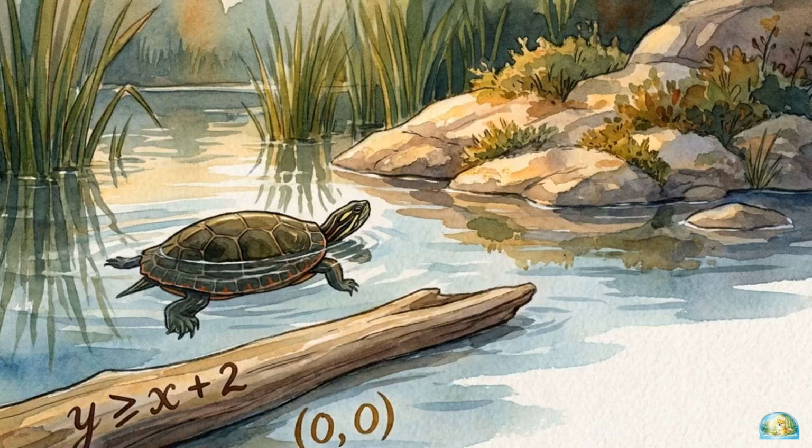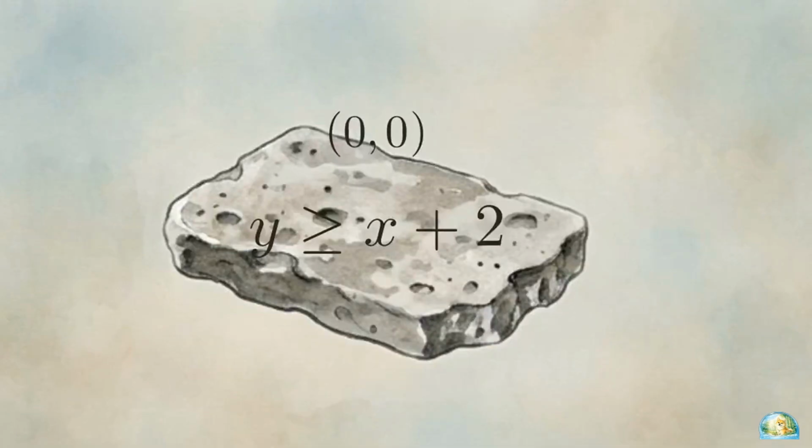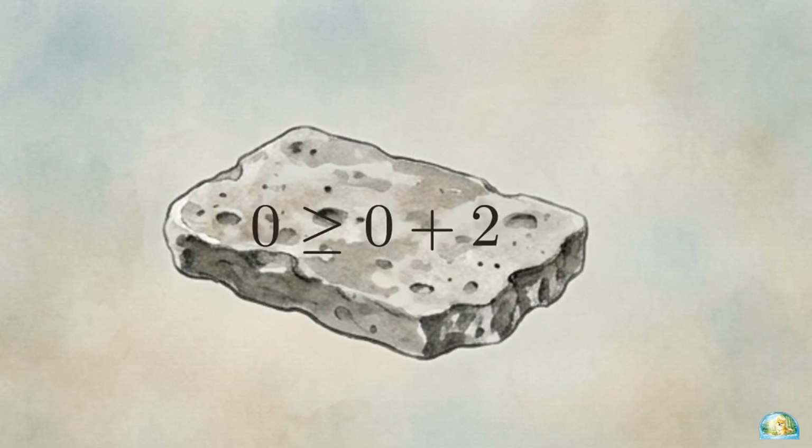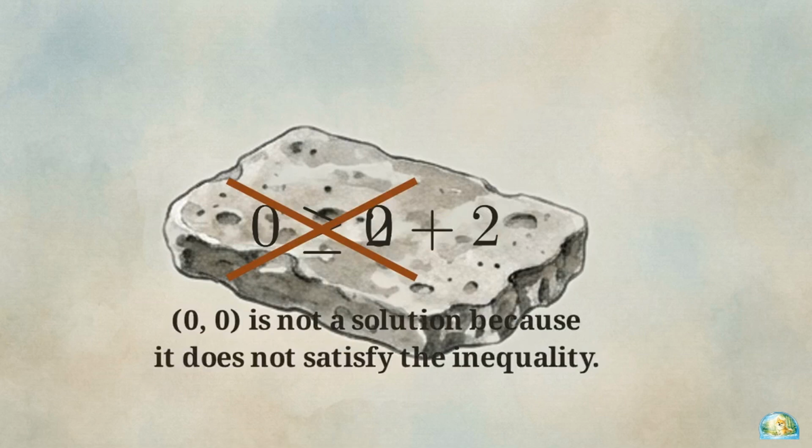Why is the point 0, 0 not in the solution set of y greater than or equal to x plus 2? Substitute the coordinates into the inequality. That gives 0 greater than or equal to 0 plus 2, or 0 greater than or equal to 2. Because the statement is false, the point is not in the solution set. 0, 0 is not a solution because it does not satisfy the inequality.